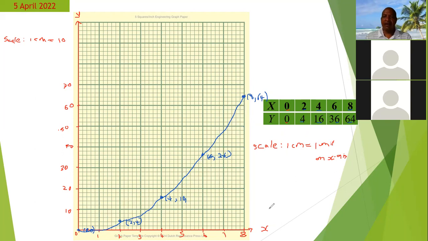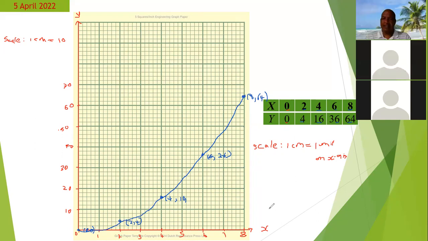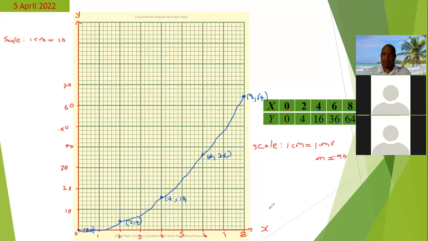Now, let me see the hands of those who have already connected the dots and got a curve looking like this one here. All right, let's wait some. Who else? Sorry, I got it. All right.